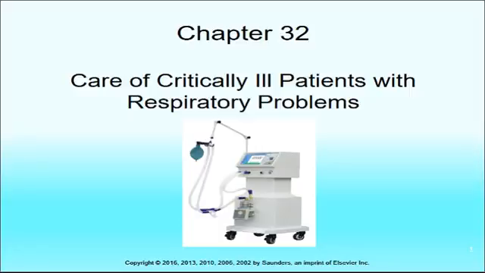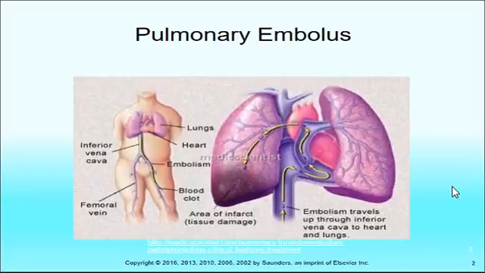This first picture is obviously just a picture of a ventilator. Pulmonary embolus, that's where this text starts because this is a critically ill patient with respiratory problems. If you need to review things on the respiratory system, you can look at chapter 27, assessment of the respiratory system. If you want to review any of that or if you have questions, you can ask me.